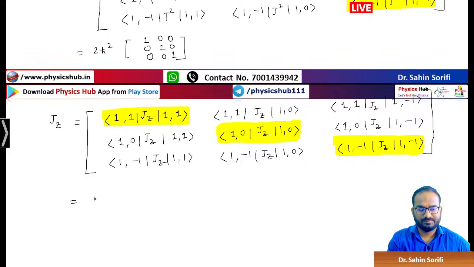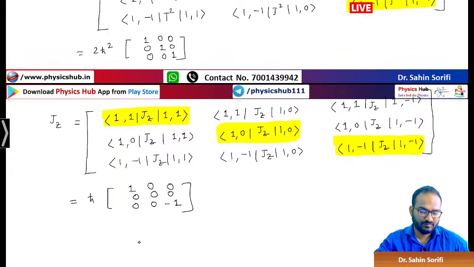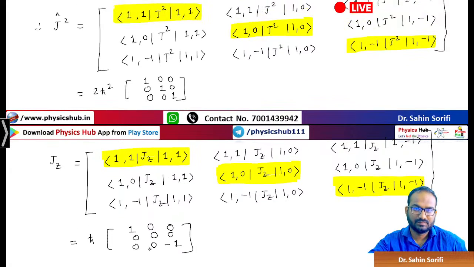So this will become m h cut. M is equal to 1, right? M h cut. So here it is 1 h cut, here it is 0 h cut, here it is minus 1 h cut. So if I take h cut common, you get 1, this term will be 0, this term will be minus 1, and all other terms will be 0. Okay.